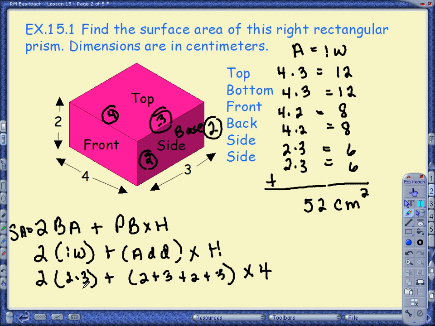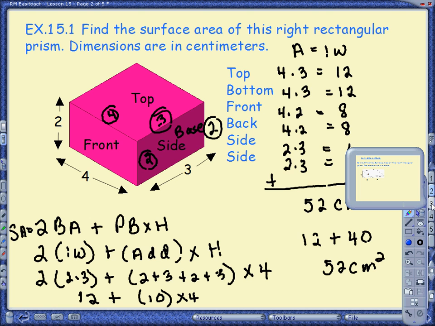So we have 2 times 3, that's 6, times another 2 is 12. And 2 plus 3 plus 2 plus 3 is 10. 10 times 4 is 40, so we're going to have 12 plus 40, and we get exactly the same answer doing it this way. Now, when you have a rectangular prism, it's possible to do it in that way.